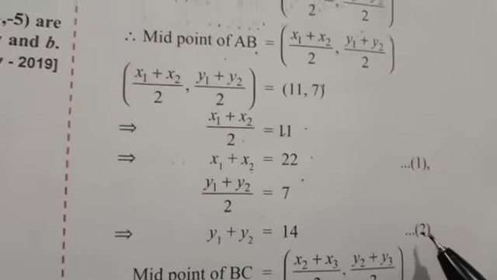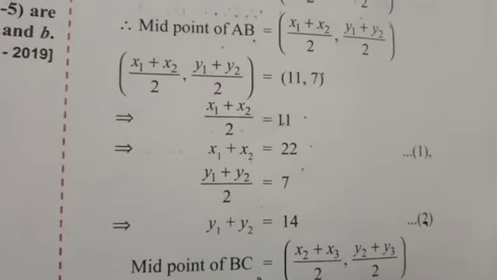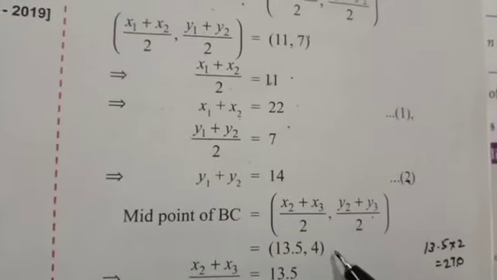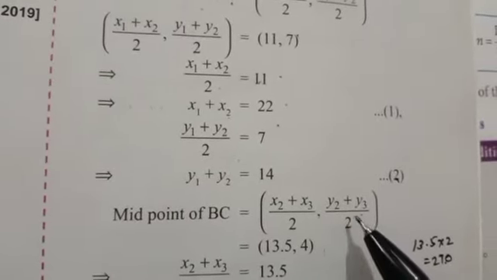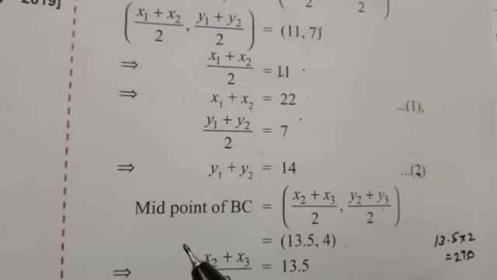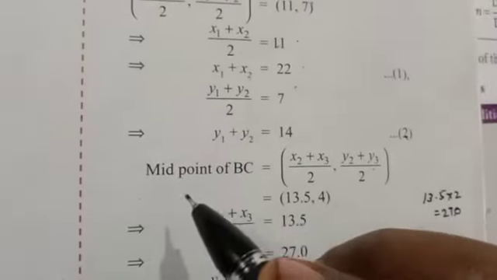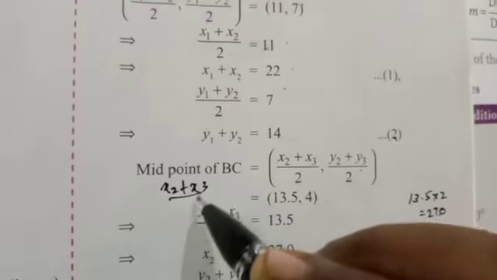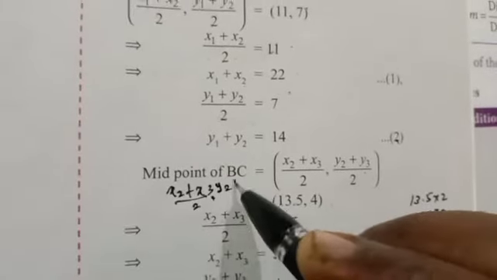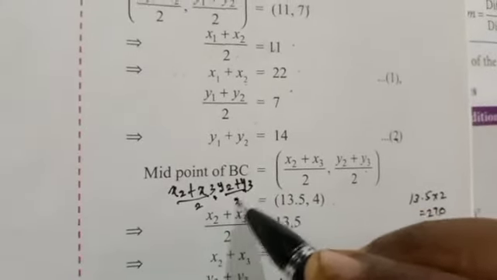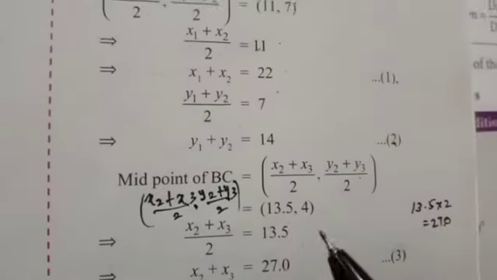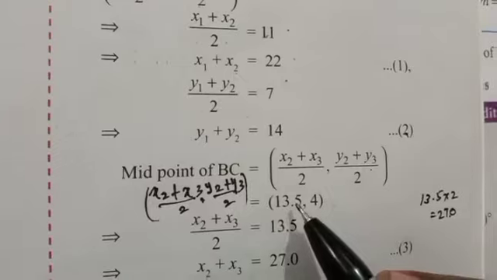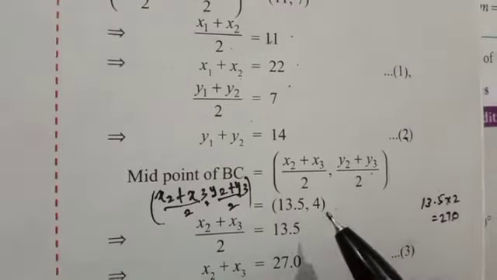Okay students, next you have to find the midpoint of BC. Again you have to write the formula. The midpoint is given as 13.5 comma 4. Otherwise you can write it this way, it is easy for you: x2 plus x3 by 2 comma y2 plus y3 by 2. Now it is easy to compare the coordinates. x2 plus x3 by 2 is equal to 13.5, and y2 plus y3 by 2 is equal to 4.